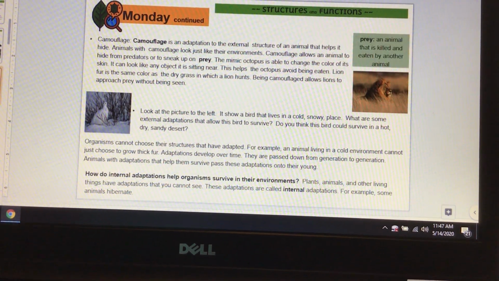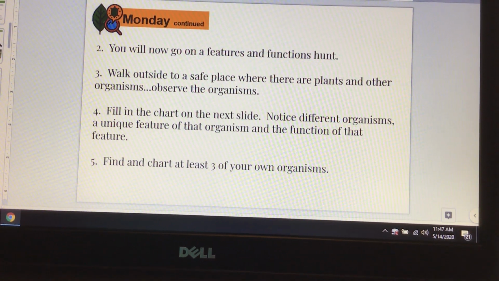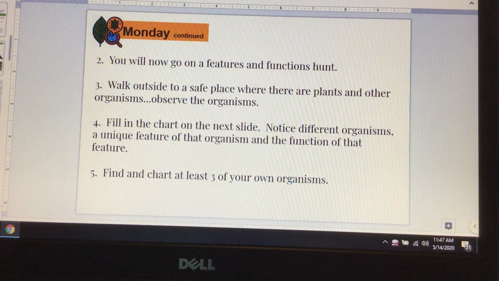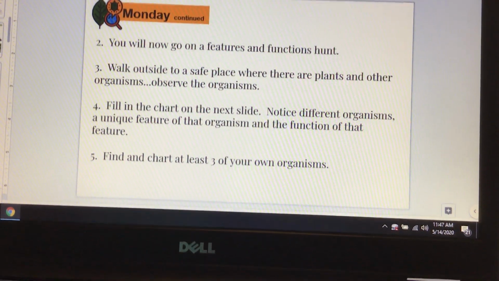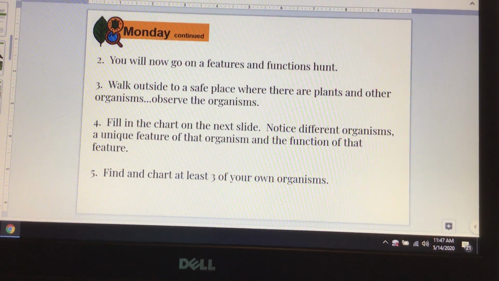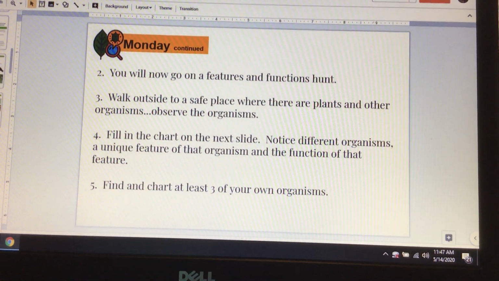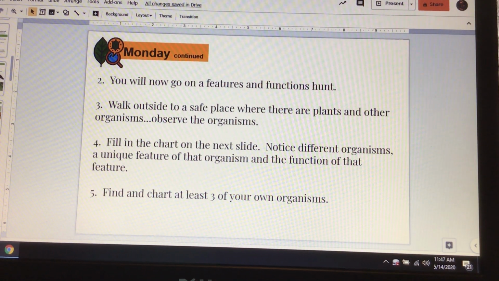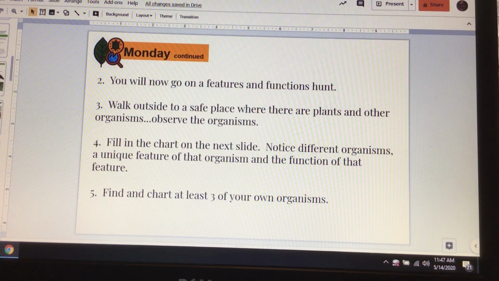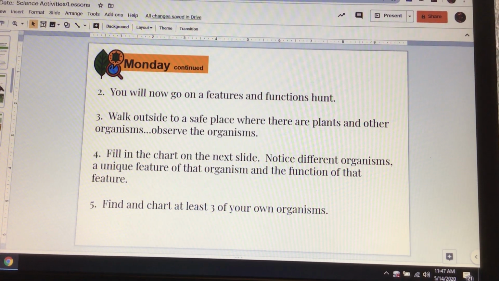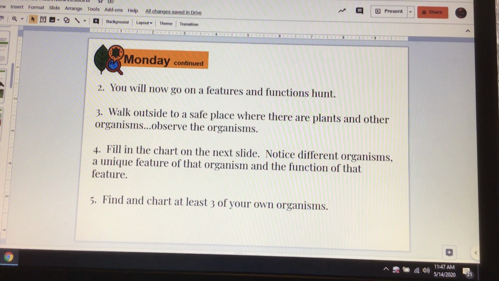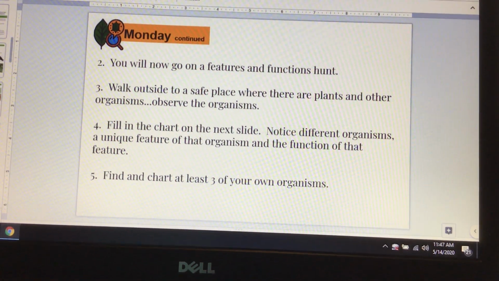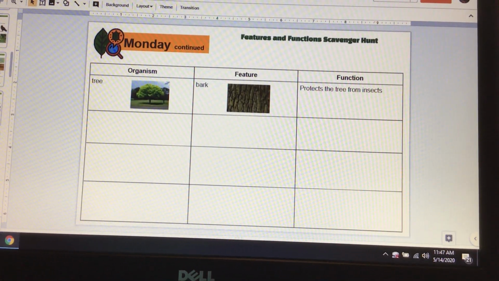All right, now that you're back and you have read that, you're going to go on a features and a functions hunt. We're going to walk outside to a safe place where there are plants and other organisms, and we're going to observe those organisms. We're going to fill in the chart on the next slide. What you're going to do is notice different organisms, look at those unique features of that organism, and try to figure out what that feature helps, how it helps it to function. And you're going to find at least 3 of your own for the next chart. So one of them is done for you. I did an example for you.